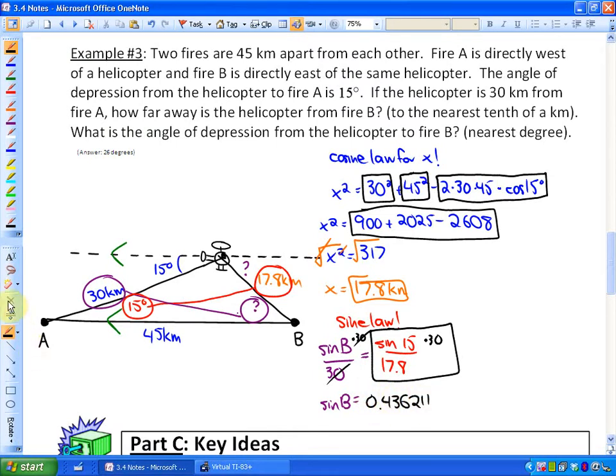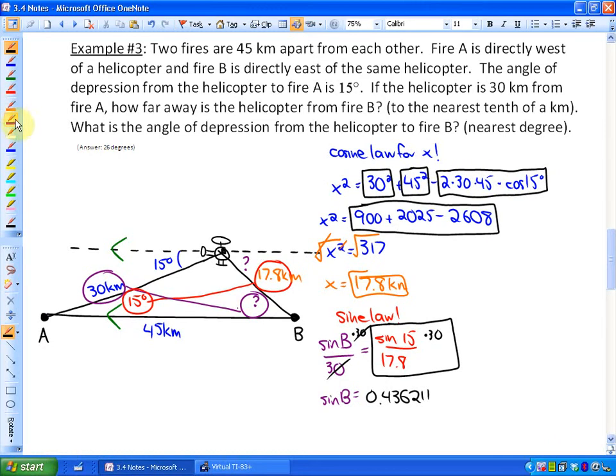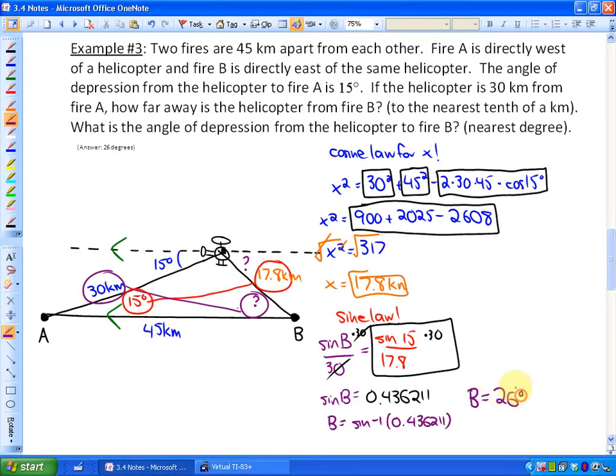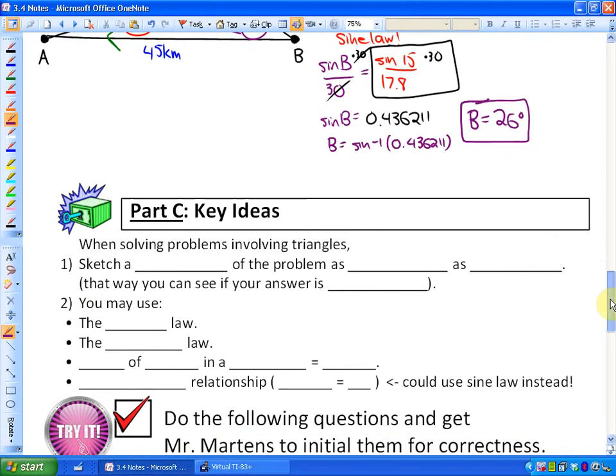So finally, in order to find out the angle, you're going to want to take the sine inverse. So B is equivalent to the sine inverse of 0.436211. And we'll get the angle, that angle B, or the angle of depression from the helicopter to fire B, is equivalent to about 26 degrees. So there's our answer.